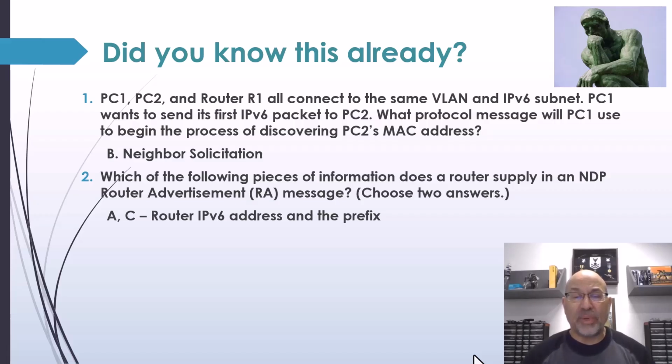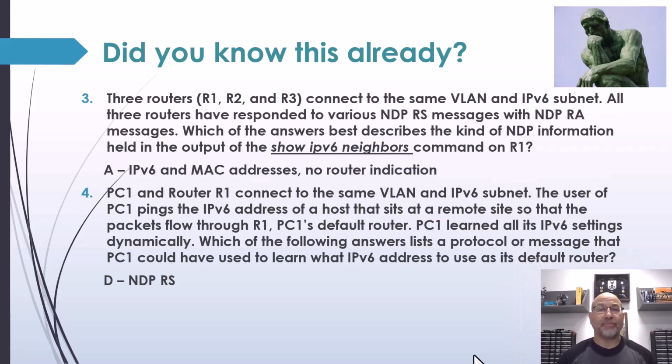Which of the following pieces of information does a router supply in an NDP router advertisement? Now, there are two of them. We're going to get the router's address and the prefix. So if you didn't learn the router as a neighbor, you're sure going to learn it as part of the router solicitation, router advertisement exchange, but importantly, the prefix.